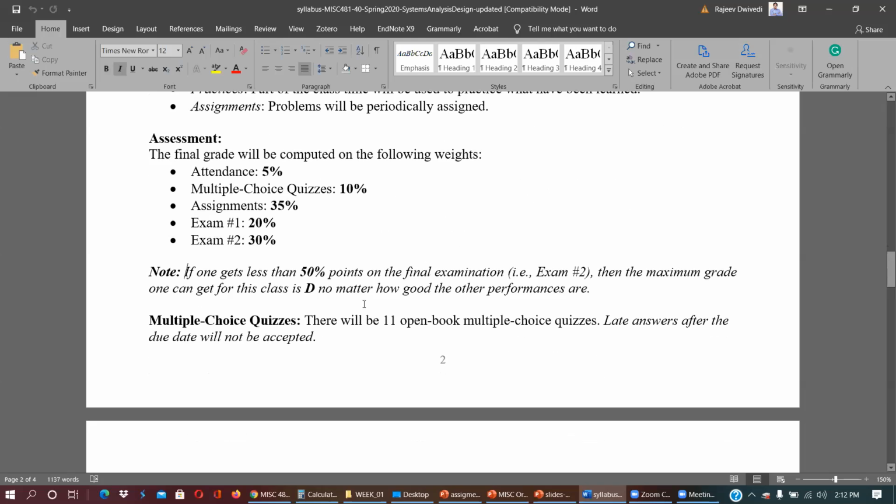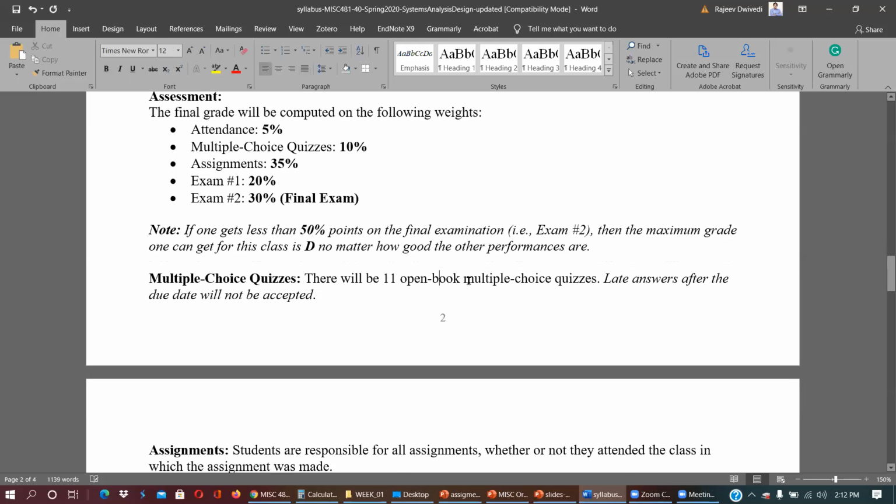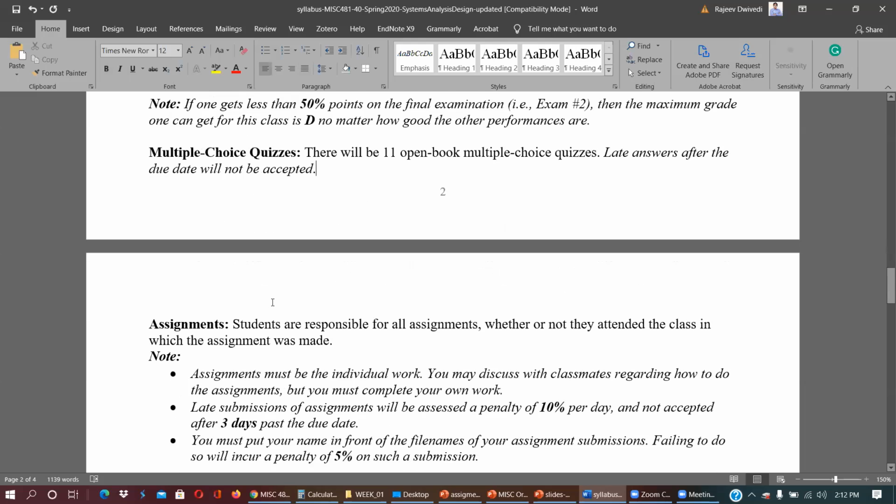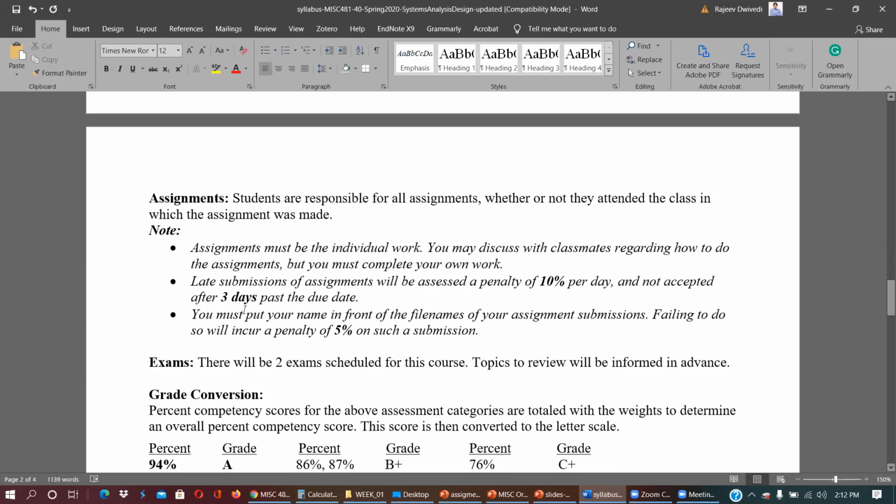If one gets less than 50% of the final exam, that is, exam number 2, then the maximum grade can be D. For multiple choice questions, there will be 11 open book multiple choice quizzes, and assignments you are responsible for.